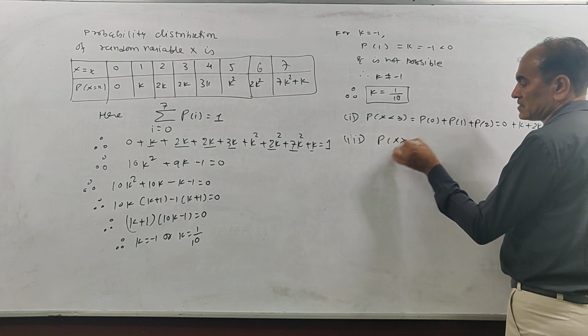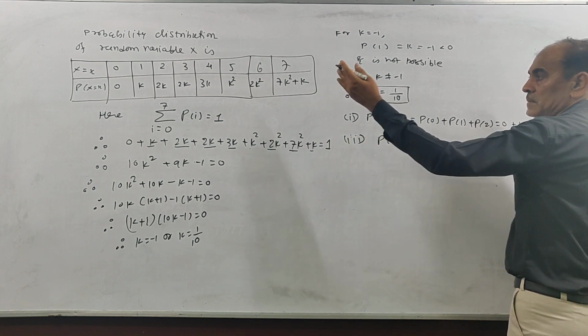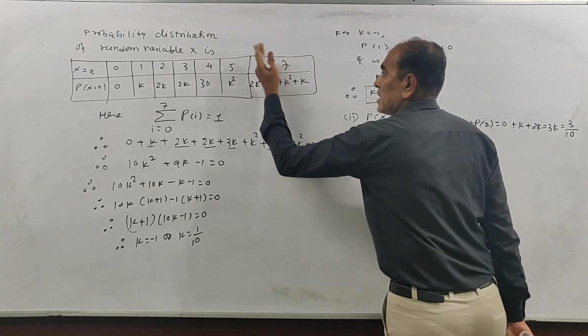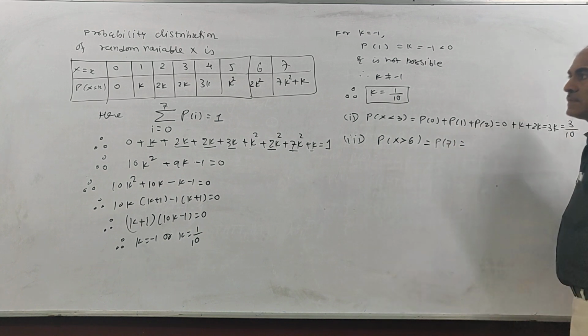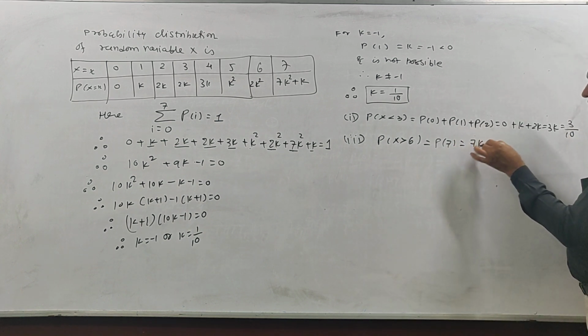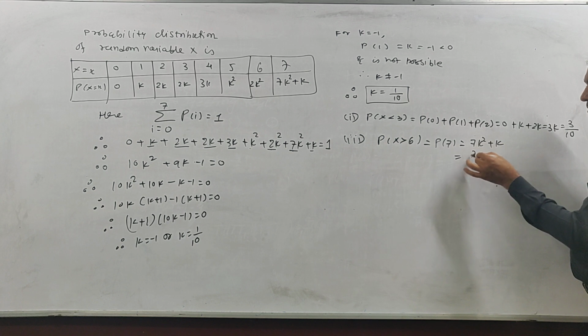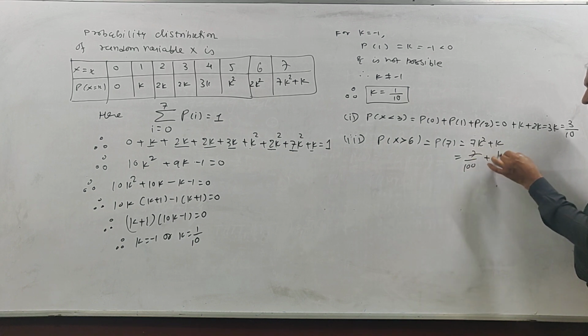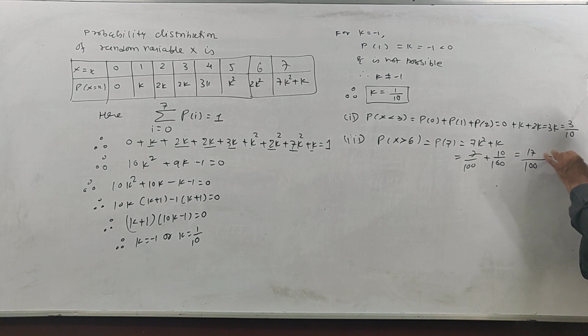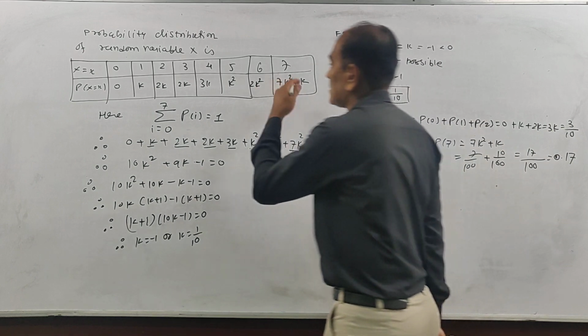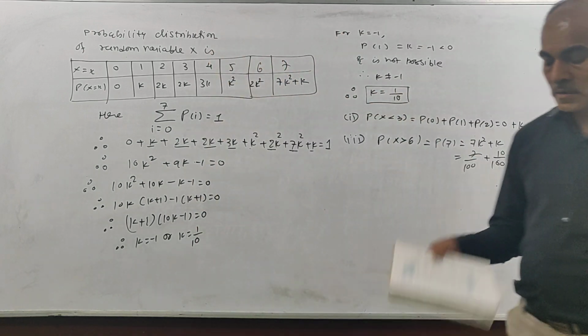The third one: P of X greater than 6. Observe the table. P of X greater than 6 means this side, which one? P of 7. And that is 7K square plus K, which is 7 by 100 plus 1 by 10, so 10 by 100. So that is equal to 17 by 100, which is 0.17. That is P of X greater than 6.